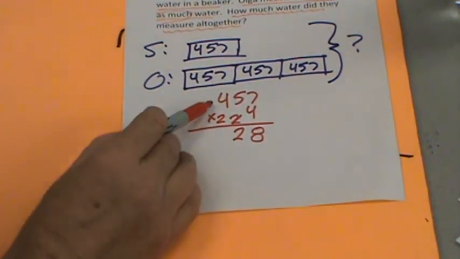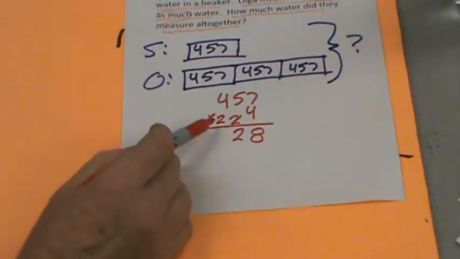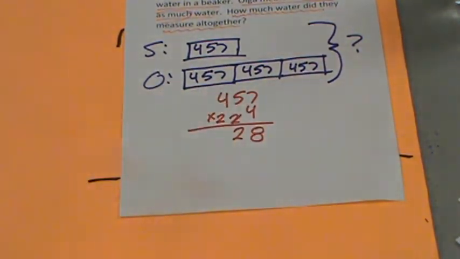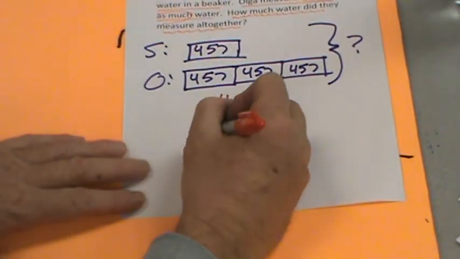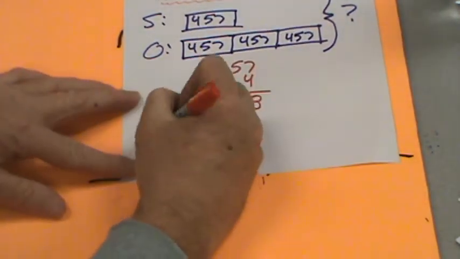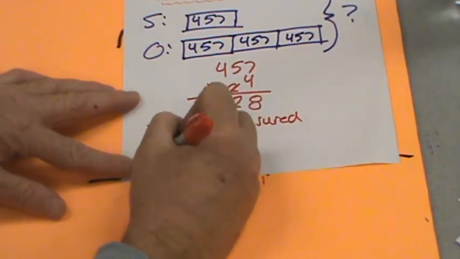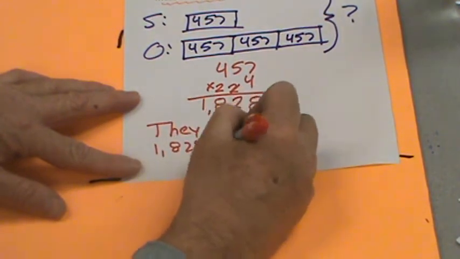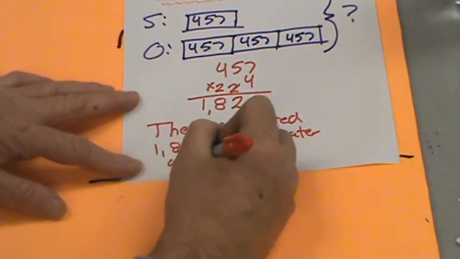Now I'm going to 400 times 4. 4, 8, 12, 16. It's 16 hundreds. 4 times 4 hundreds, but I have these 2 hundreds left over from my 50 times 4. So I have to go 16 plus 2, 18. So we have an answer now. They measured 1,828 milliliters of water, or H2O, all together.